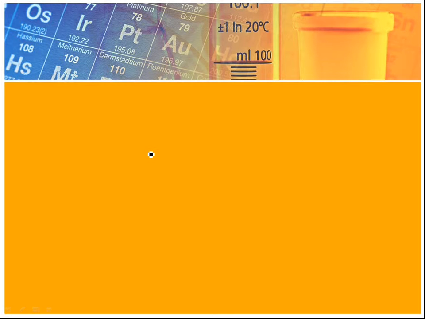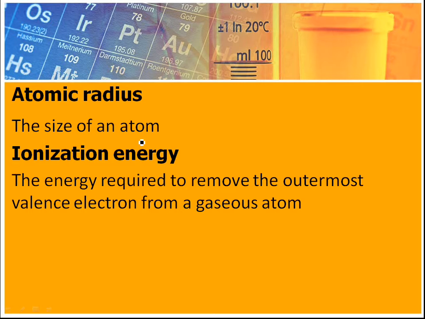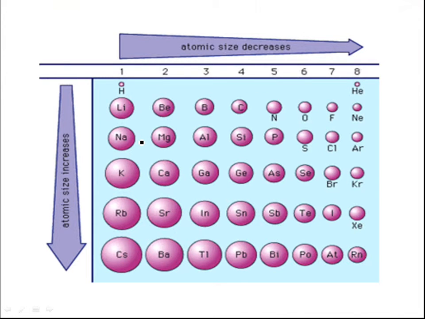Right, now the trends we're going to look at are atomic radius, which is the size of the atom, ionization energy, which is the energy required to remove the outermost valence electron from a gaseous atom, and nuclear charge. Nuclear charge is the number of protons in the nucleus, and the trend is it increases by 1 from left to right. So let's have a closer look at atomic radius.